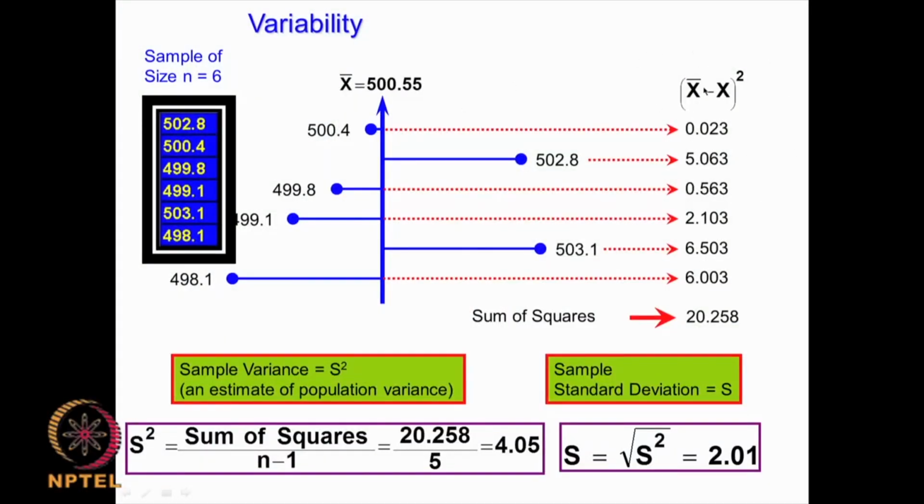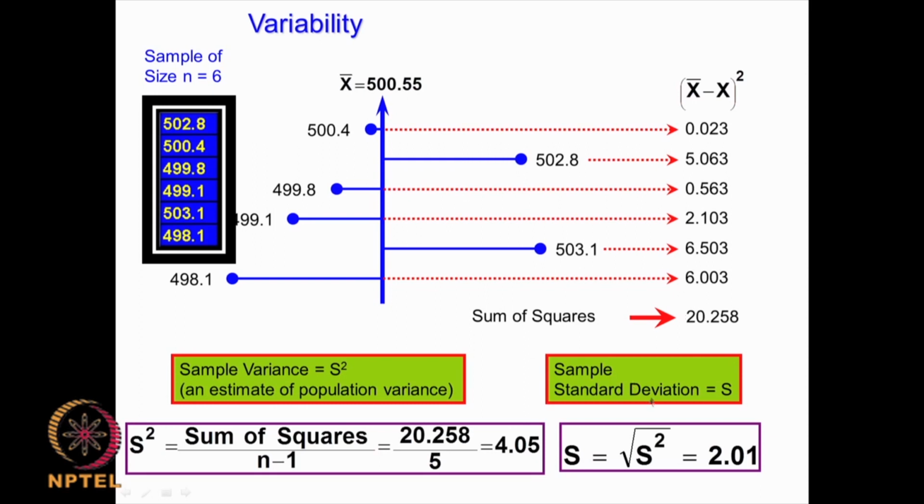You must have studied this a long time back. So if x bar is the average of the data, suppose I have 500.4, 502.8, 499.8, 499.1, 503.1, 498.1 as the data set, I take an average which is this. So (x bar minus x) whole square, that is, I take the difference with respect to the average, square it up, then I add all of them. This is called sum of squares.